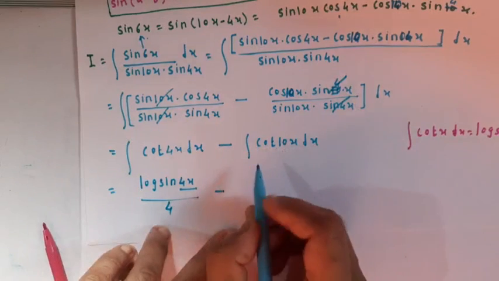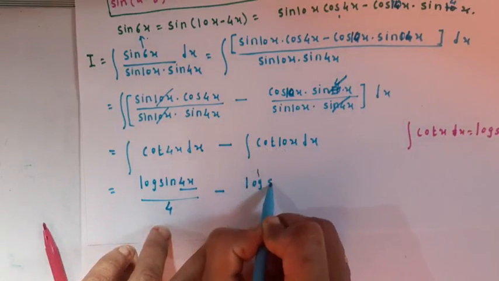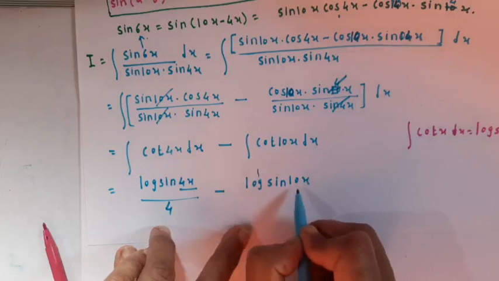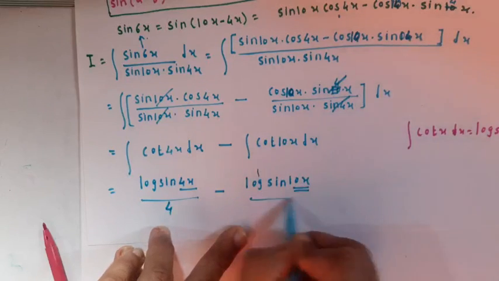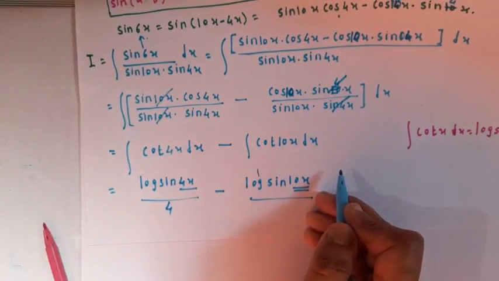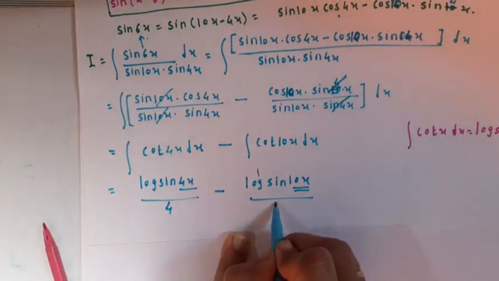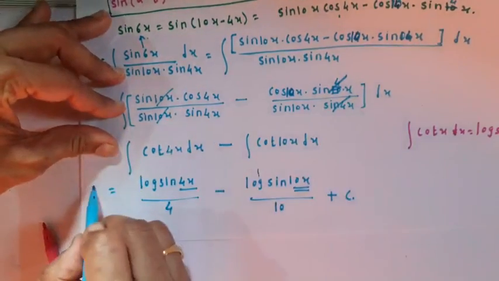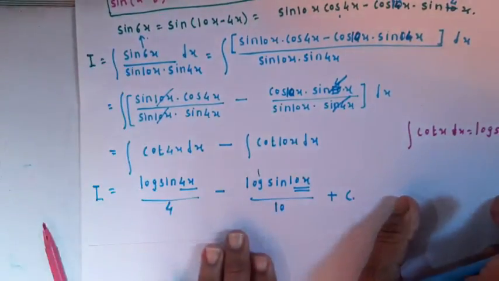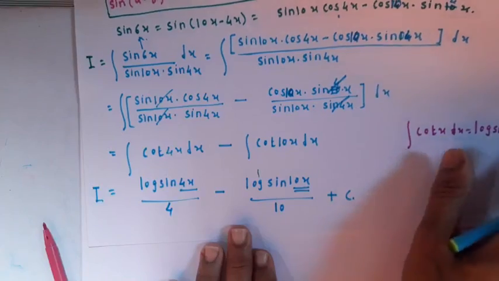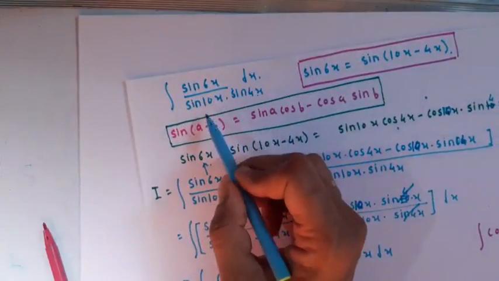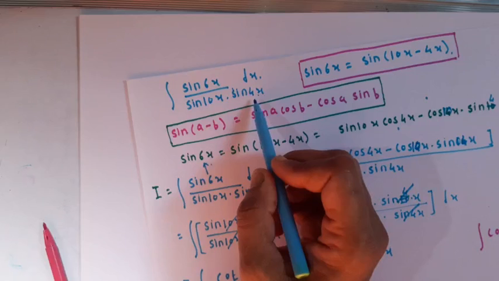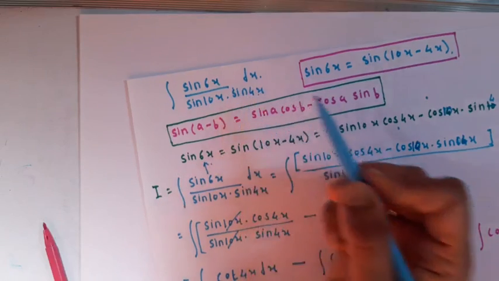Minus, for cot of 10x the integration is log of sin of 10x. Again this 10x is a differentiable function. Differentiation of 10x is 10, but in case of integration we divide by it. Plus constant of integration c. And students, this is the solution for the given problem, the integration of sin of 6x into sin of 10x sin of 4x. In this way we have to solve the problem.